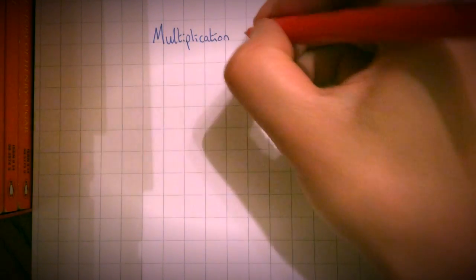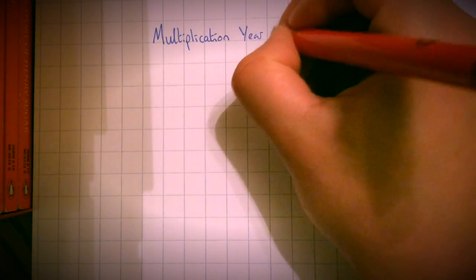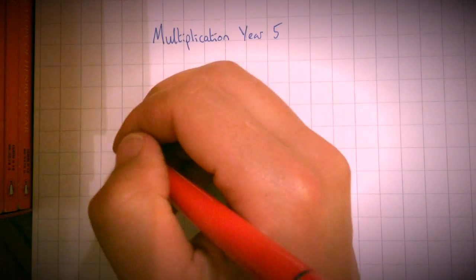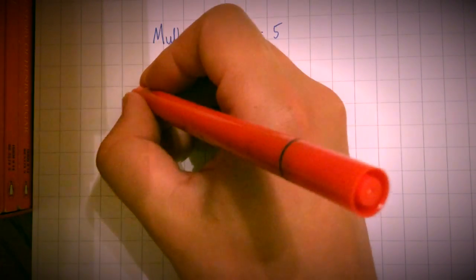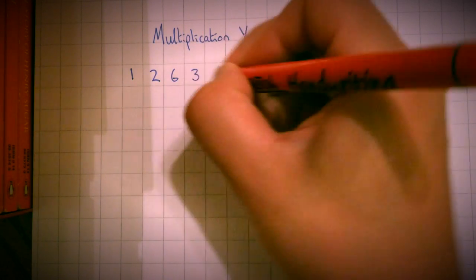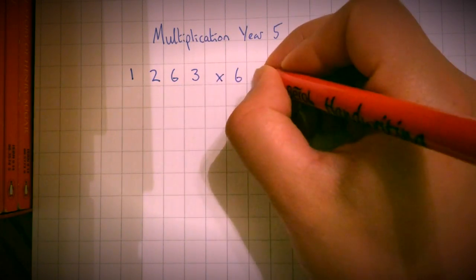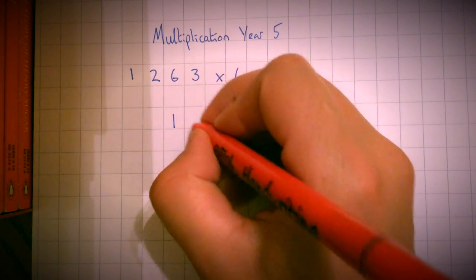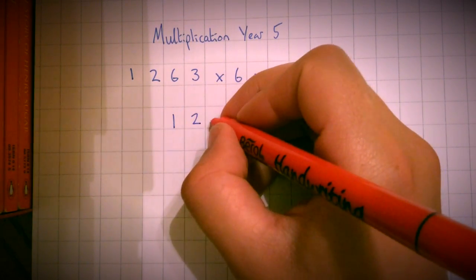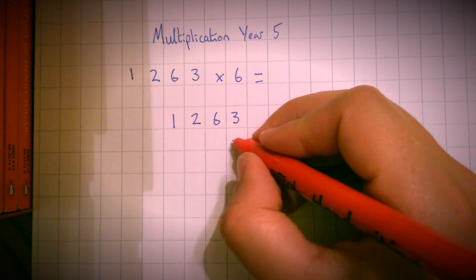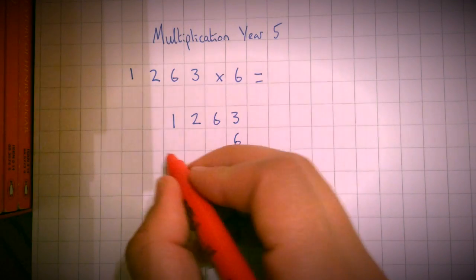So multiplication in year 5 looks a bit like this. We might work up to 4 digits by 1 digit. So the children might have to work out questions such as, what would 1263 times 6 be? So the children will set out the larger number on the top, 1263, and underneath the units they would then put the 6.